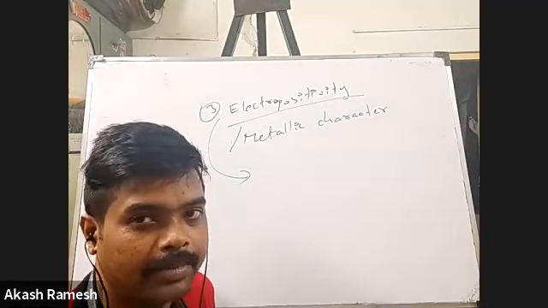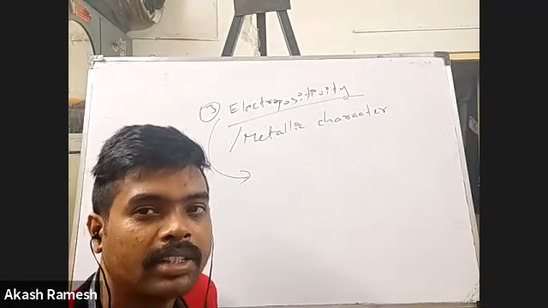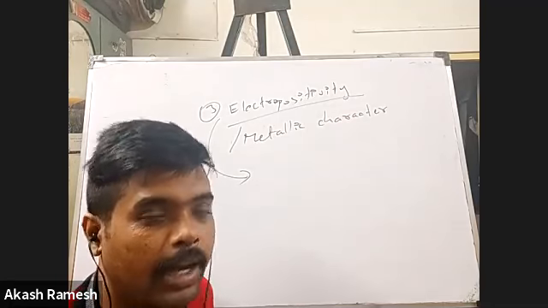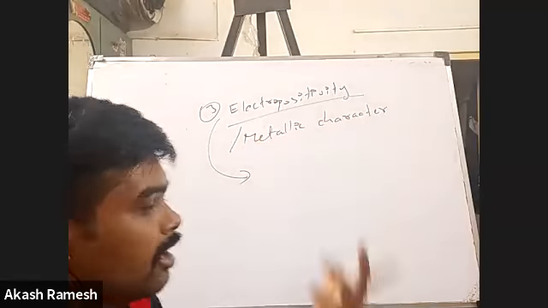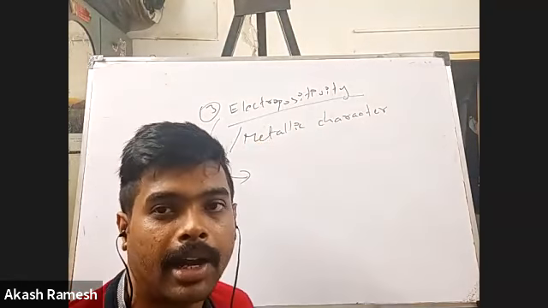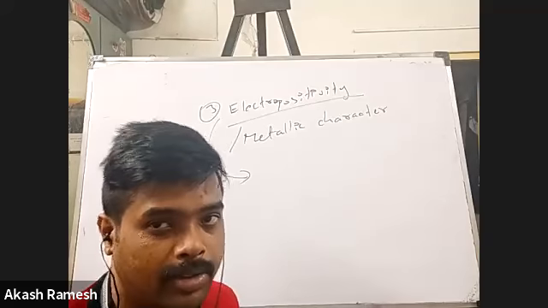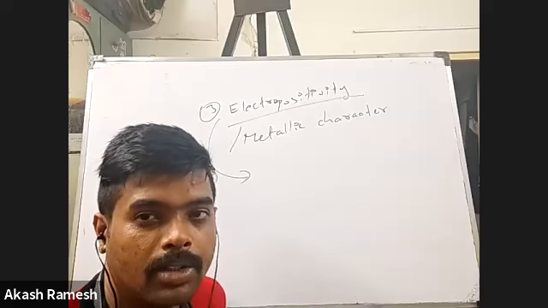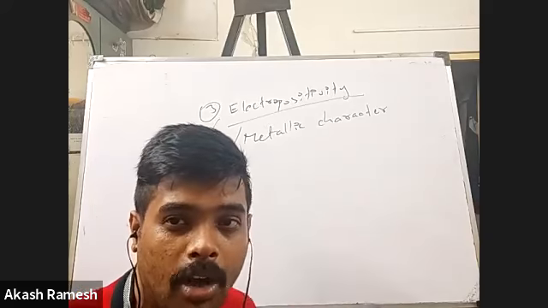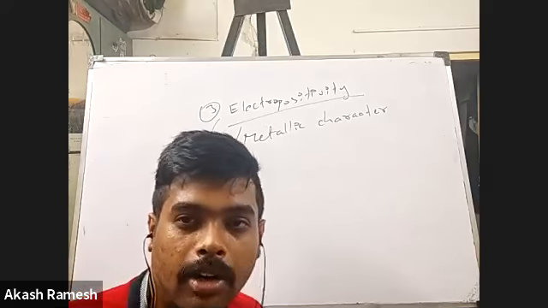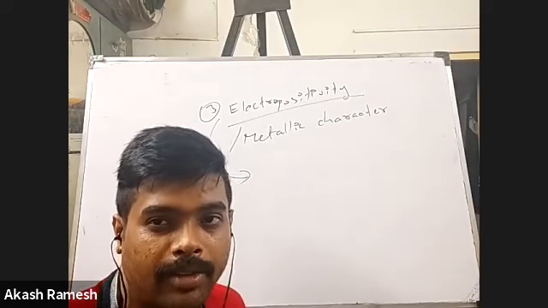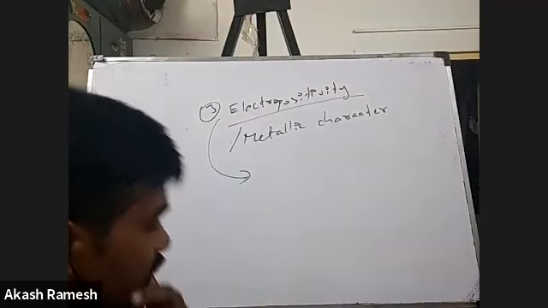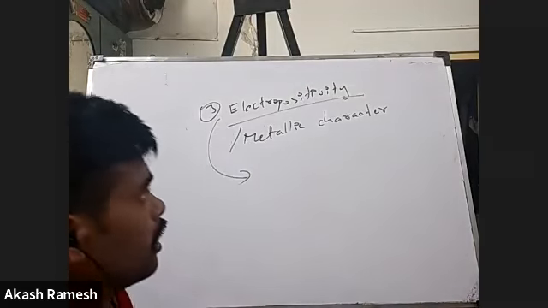So how much ability it has to form a positive charge, or how easily I can remove the electron, that much will be the electropositivity. And why do I call it metallic character? Because metals generally form cations, and non-metals form anions. Sodium will always form positive charge only, magnesium will always form positive charges. But non-metals like oxygen, nitrogen, chlorine will always form negative charges.